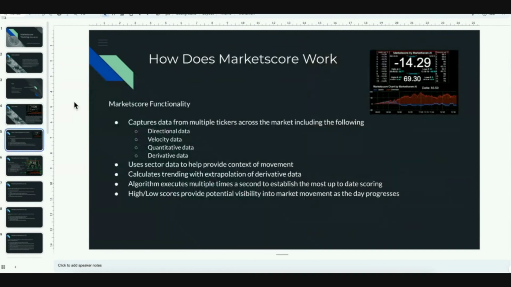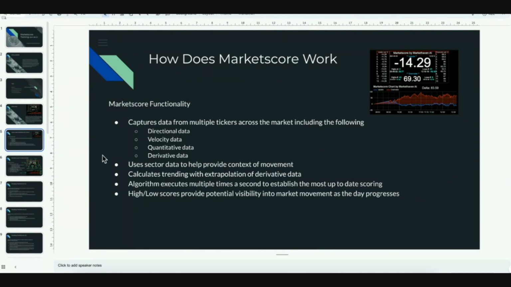So how does Marketscore work? Marketscore captures data across multiple tickers from the market, including the following. It captures directional information, velocity, quantitative data and derivative data, meaning that it goes through, captures different types of data and boils it down using an algorithm in order to extrapolate numbers that help it track the pressures in the different directions of what the market is doing.